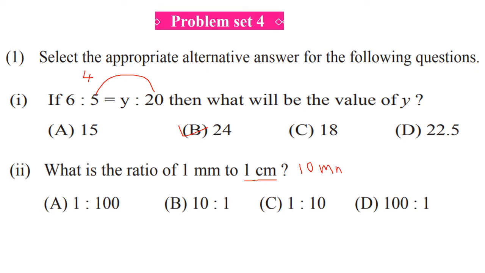Okay, so now you will observe that the units are the same. Here also mm and here also mm. Then you can compare the ratio now, that is 1 is to 10, and therefore the correct option is C. The ratio of 1 millimeter to 1 centimeter is 1 is to 10. Now let's go ahead towards the third question.